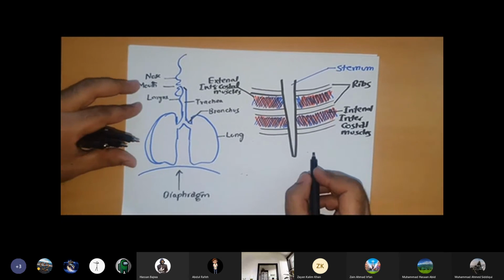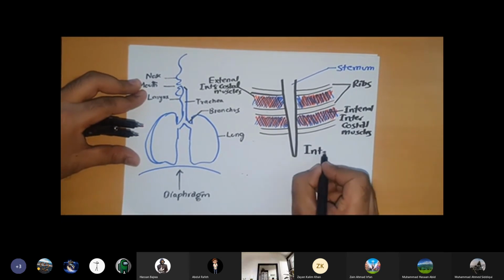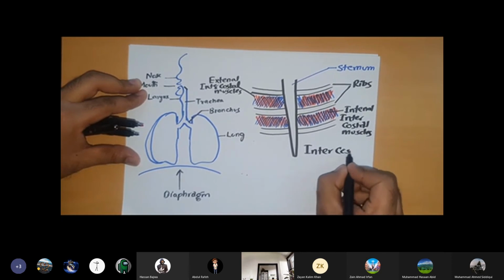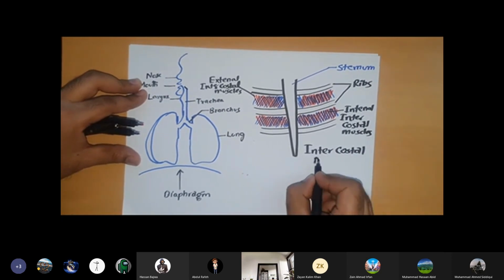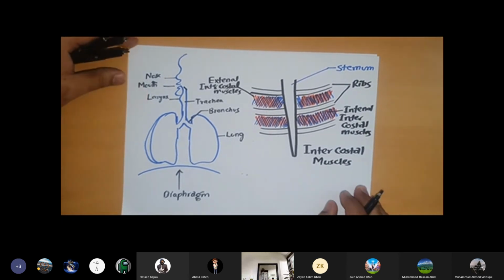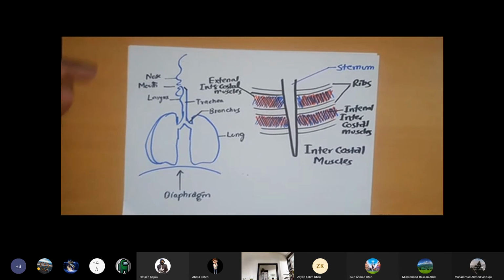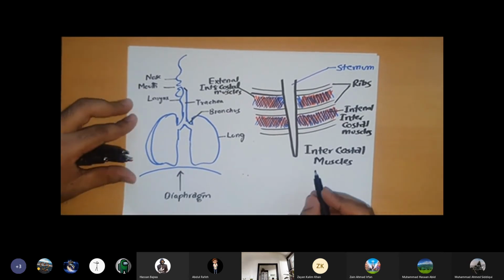So remember one thing, intercostal muscles are the muscles which are present in between the ribs. Let me write over here, intercostal. There are actually 3 types of intercostal muscles, but according to your syllabus, we'll just discuss 2 of them. So these are the muscles present in between the ribs.